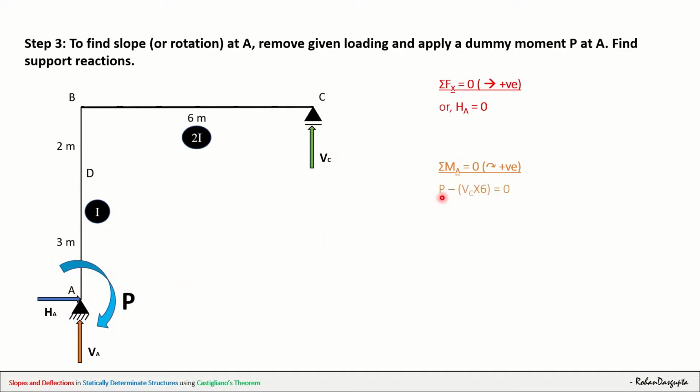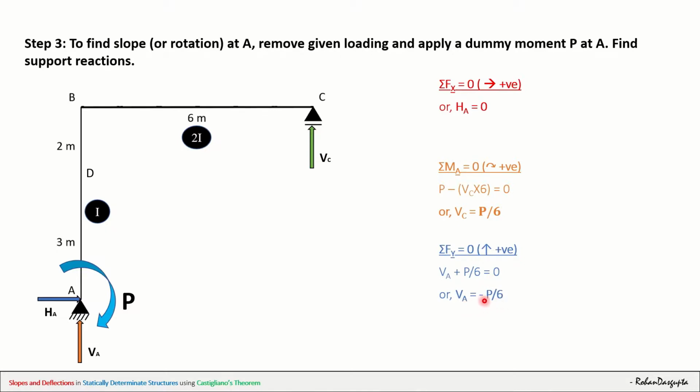So P will be there, and minus VC multiplied by this distance 6 is equal to 0. Therefore VC is equal to P by 6. Again, summation of Fy is equal to 0. So we have VA plus VC, the value of which is P by 6, is equal to 0, or VA is equal to minus P by 6.